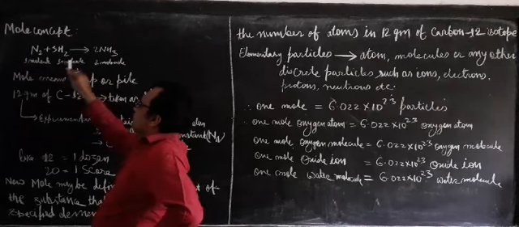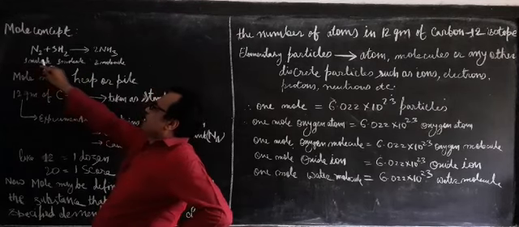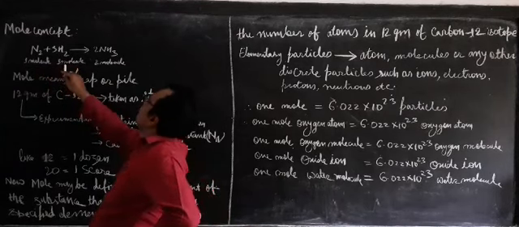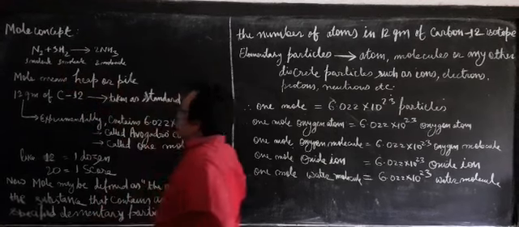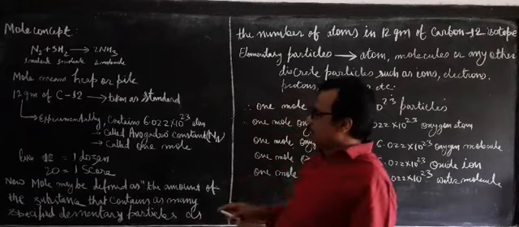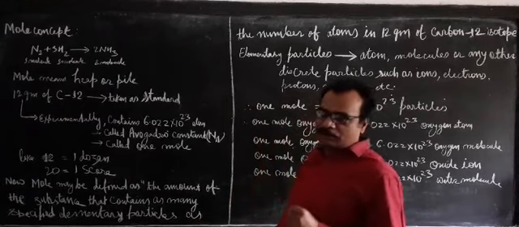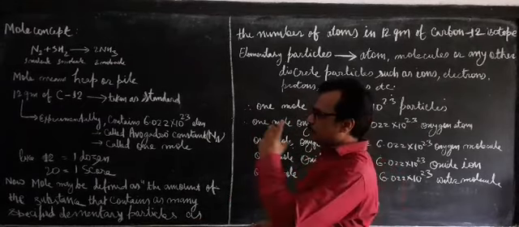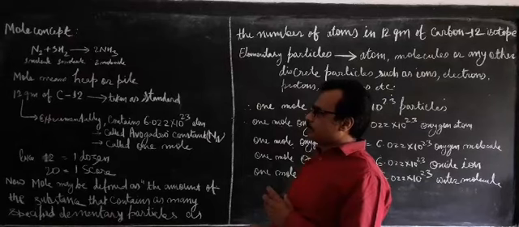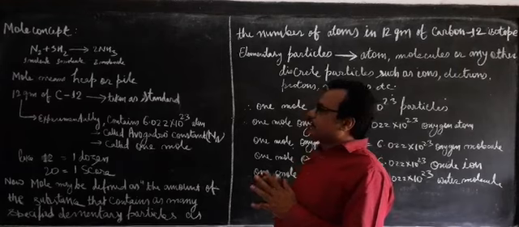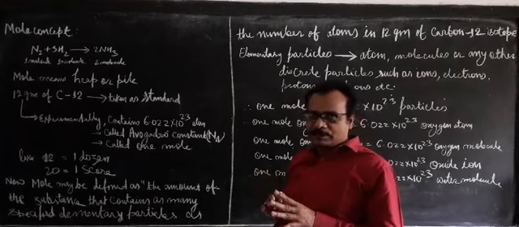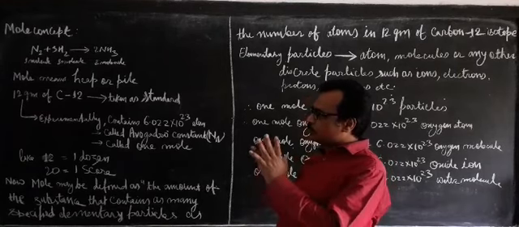So balance the equation and just see, one molecule of nitrogen reacts with three molecules of hydrogen and forms two molecules of ammonia. That means when we take one molecule of nitrogen and three molecules of hydrogen, then it will react completely and there will be no reactant at all after the reaction. So this ratio will be perfect.